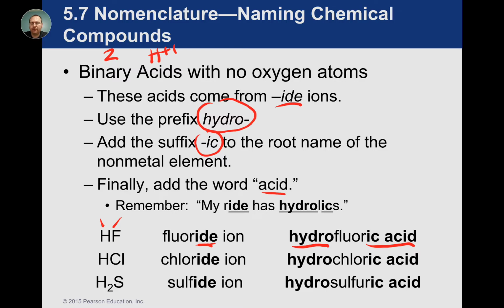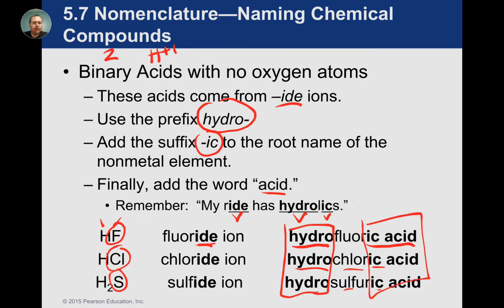A fun way to remember this is the sentence, my ride has hydraulics, because you can see that binary IDEs end up with hydro-ic as a substitution for their name. So all of these, fluoride, chloride, sulfide, become hydrofluoric, hydrochloric, hydrosulfuric, all in that same kind of sequence. So if you see hydro and you see ic acid, you know it has to be binary, and it has to have one of these simpler kinds of formulas in order to be the answer.